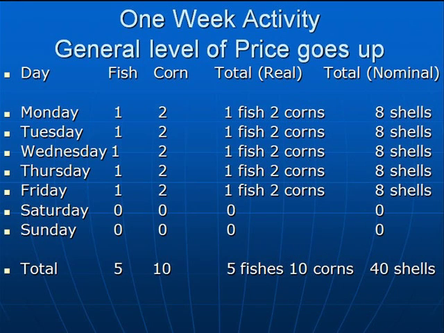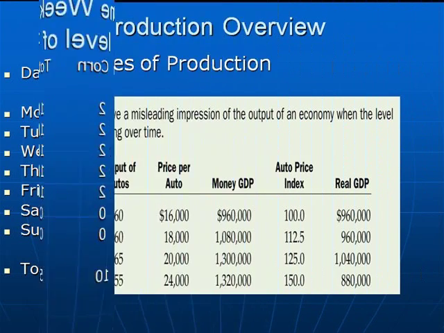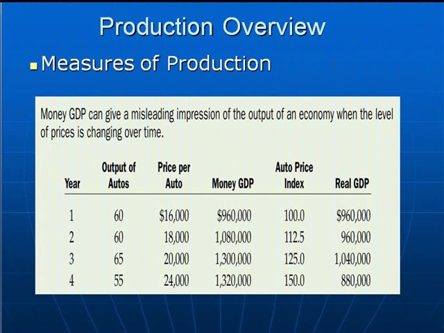Third is the inflation. When the price goes up, instead of 20 shells, now we have 40 shells. But actually, the nominal income goes up, but the real income doesn't go up, which is they still produce 5 fish, 10 corn.